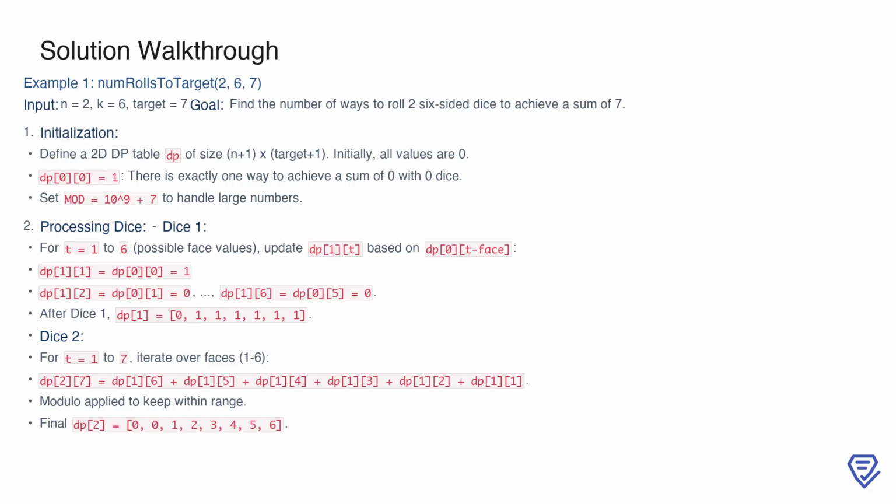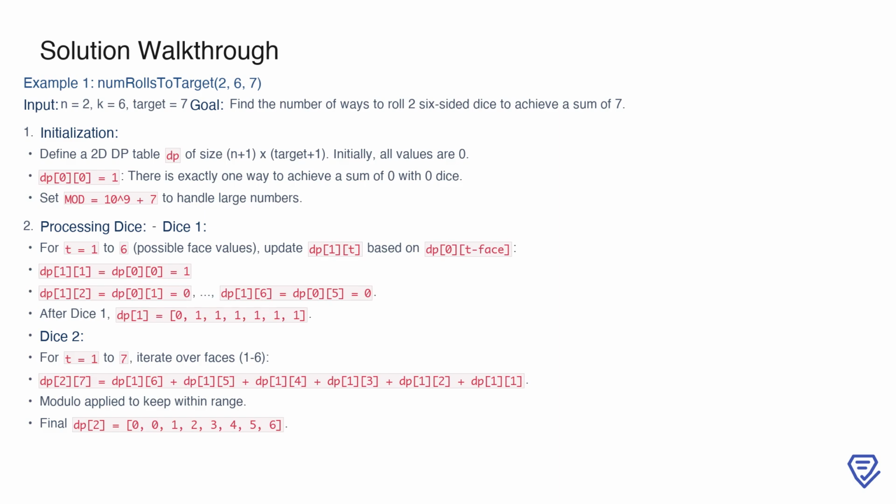After processing the first die, the row dp[1] becomes 0, 1, 1, 1, 1, 1, 1, which captures all the sums achievable with one die. Moving to the second die, we calculate the number of ways to achieve each target sum, considering all combinations of the first die's results and the second die's face values.